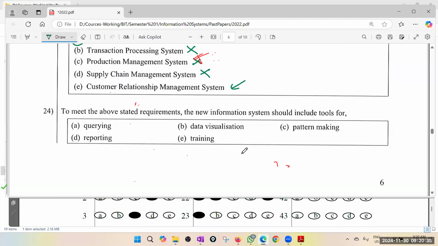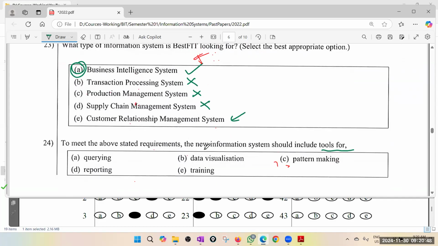To meet the above stated requirements, the new information system should include tools for querying, data visualization, pattern making, reporting, training. So I don't think we need training support, but it looks like the other things maybe we need, right? Querying, data visualization, pattern making. What is meant by pattern making? If it is to identify patterns, maybe that is the word, maybe the examiner's intention is pattern matching or something. Anyway, it's debatable, but I will take it assuming that the wording is confusing. Some sort of reporting you need, right? I'll go for everything other than E.